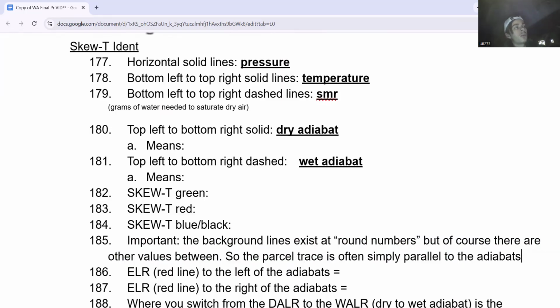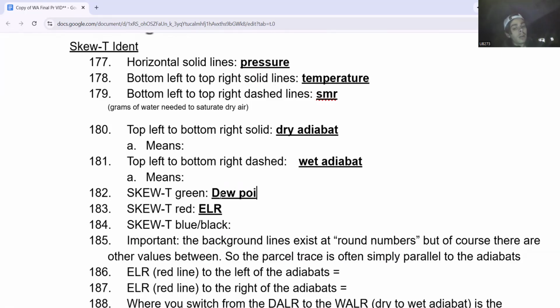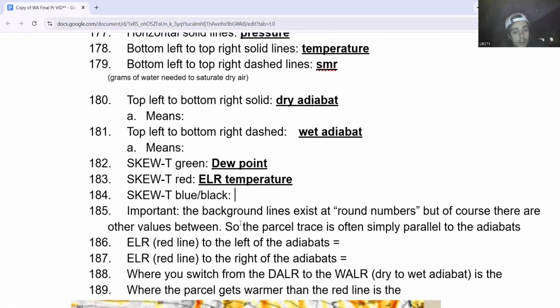But of course, in between that, there are also the unrounded numbers. So when you're doing the parcel trace, you go parallel to that. It's not going to always be on the line unless it was that exact value. I talk more about that in the other video if that doesn't make sense. What does the red line mean? That is the environmental lapse rate, how the environment's temperature changes with height. The green line is the dew point, and this is just the temperature. And the blue or black line that there might be would be the parcel trace.